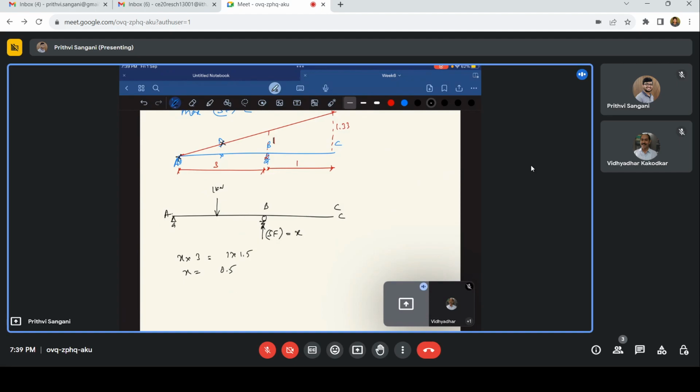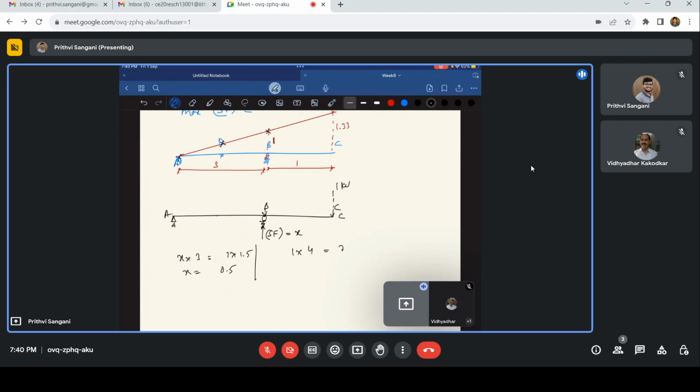When my unit load is at B, what is my shear force? The shear force is again 1. Now when my unit load is at C, this is 1 kilonewton. What is my shear force at B? In this case, this is 1 times 4.